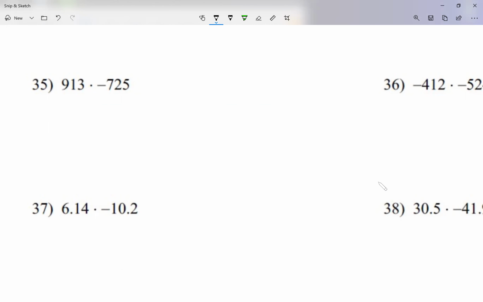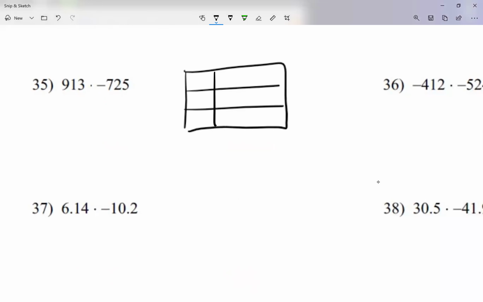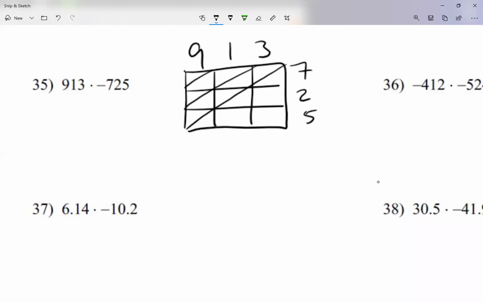First of all, multiplication of integers, right? Whole numbers. It's a 3 by 3 box because it's 3 digits by 3 digits. And I'm going to write 913 times 725. Let me cut each of my boxes in half. For each box, let me multiply the number on the top times the number at the side.